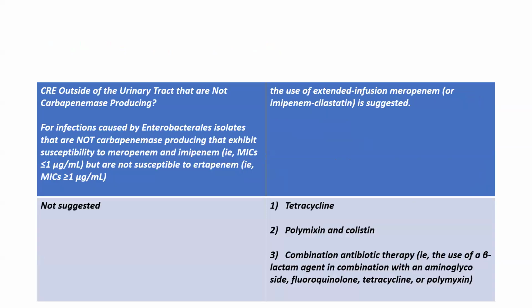Now, CRE outside the urinary tract that are not carbapenemase producing. For infection caused by Enterobacterales isolates that are not carbapenemase producing and that exhibit susceptibility to meropenem and imipenem but not to ertapenem, that means if the minimum inhibitory concentration for ertapenem is greater than or equal to 1, then we can tackle this situation by using extended infusion of meropenem. The treatment lines which are not suggested are tetracycline, polymyxin, colistin, and combination antibiotic therapy, that is use of a beta-lactam agent in combination with aminoglycoside, fluoroquinolone, tetracycline, and polymyxin.